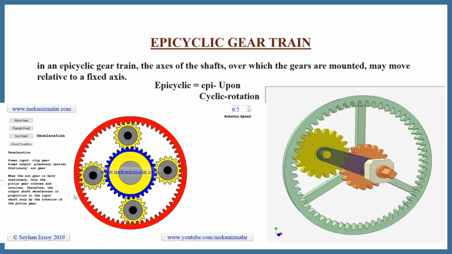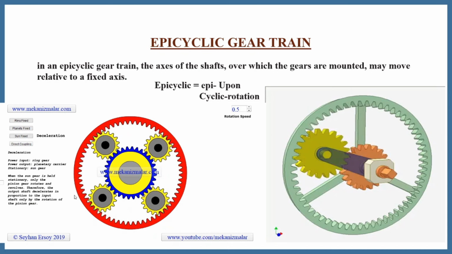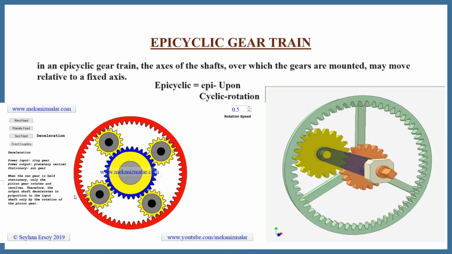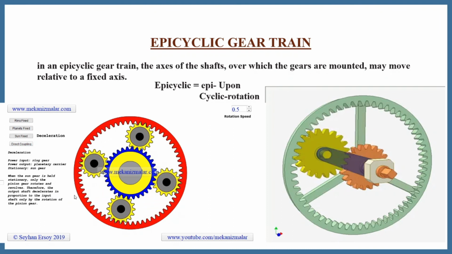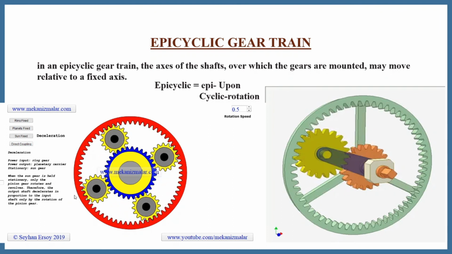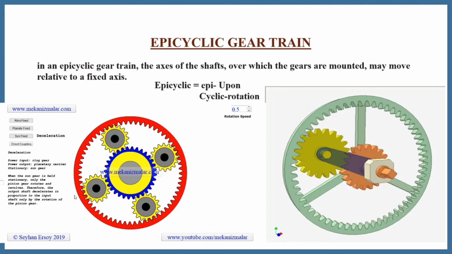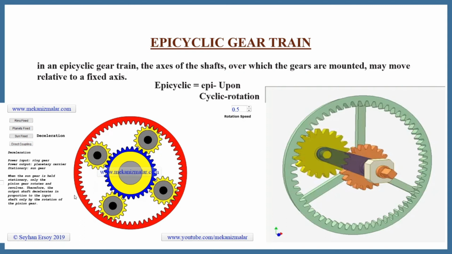The interesting thing about this epicyclic gear train is that this is the only gear train which has 2 degrees of freedom. Otherwise all the gearboxes and gear trains have 1 degree of freedom, except this epicyclic gear train, which has 2 degrees of freedom.